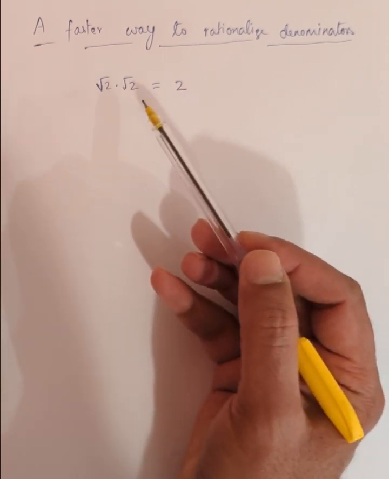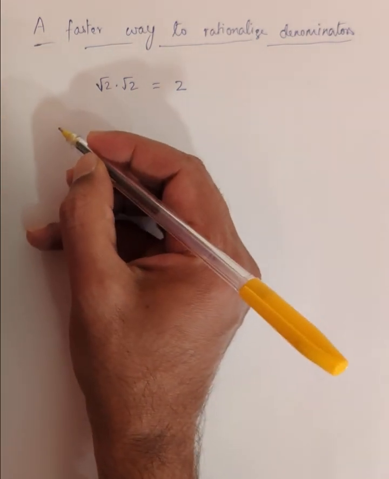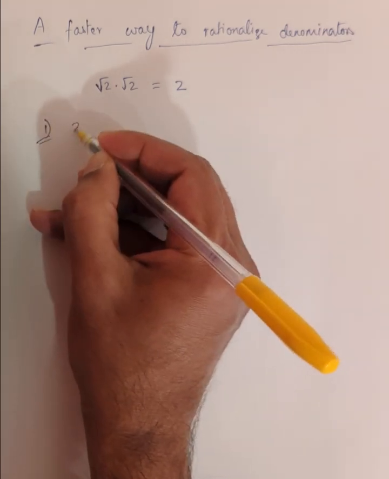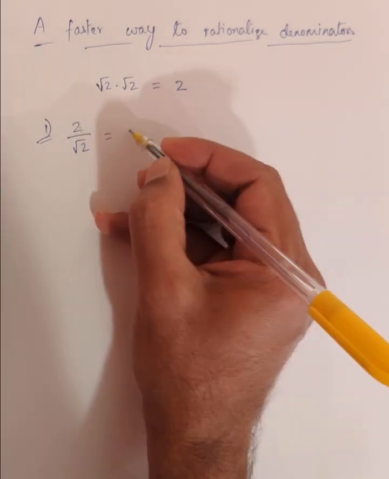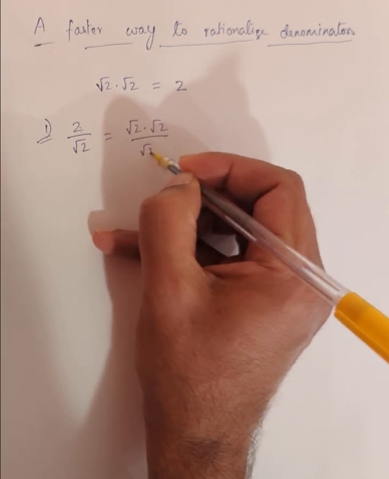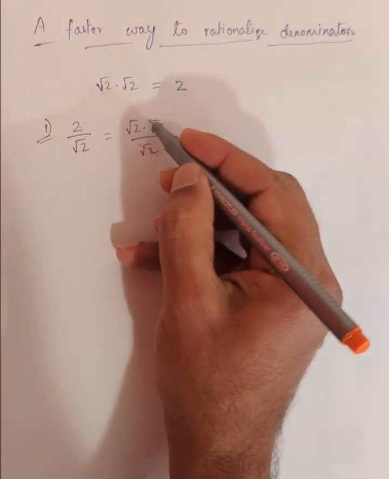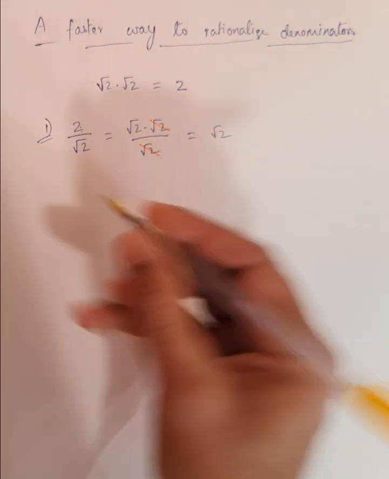And that could be a useful thing, because if I want to rationalize, say I'm given this problem, 2 over square root 2. Then if I can see this numerator 2 and break it down into its factors, then one of the square root 2's will cancel with the denominator, and there is my answer, root 2.